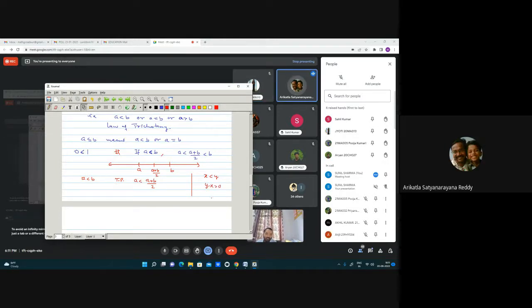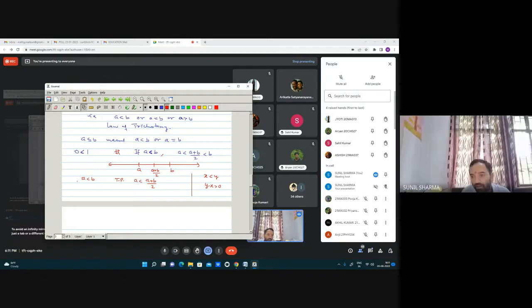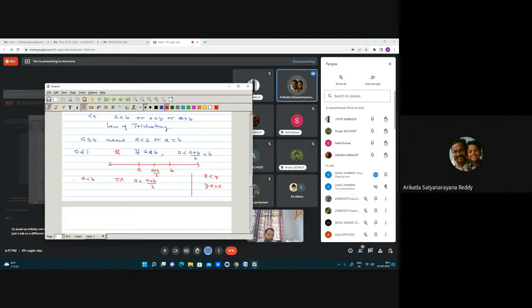See, why I am telling this approach is that you are recalling some proof you did earlier. It is better that we prove it on the spot; do not recall previous knowledge. So to prove a is less than a plus b by 2, what do we have to prove now? Asha, tell us. Yes Ashish, go ahead. a plus b by 2 minus a greater than 0.